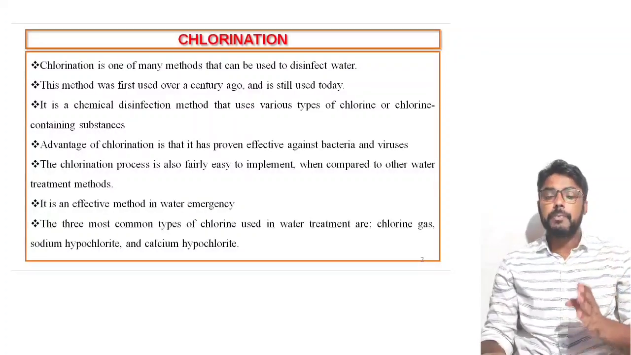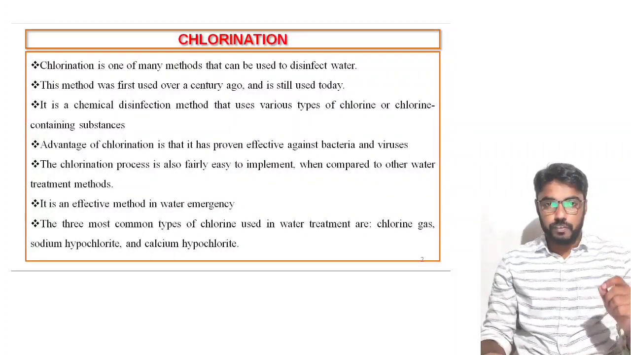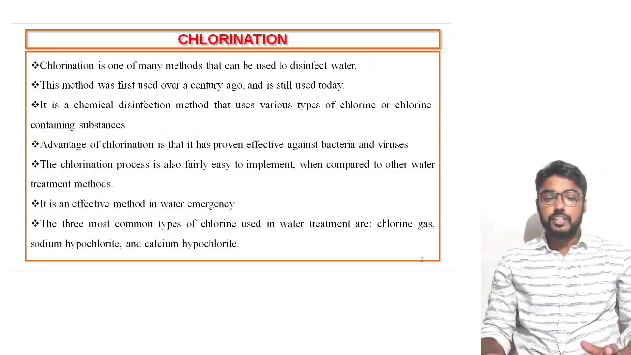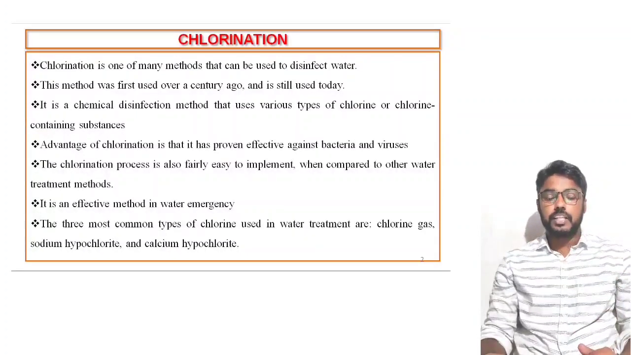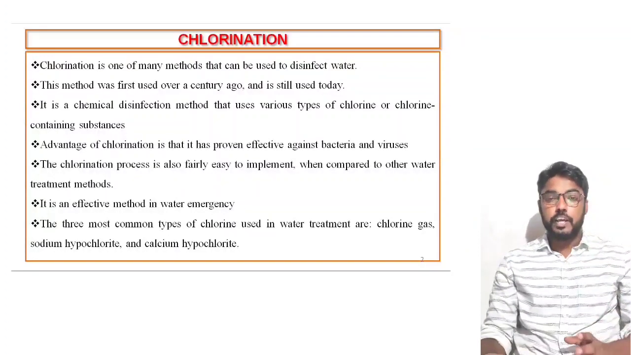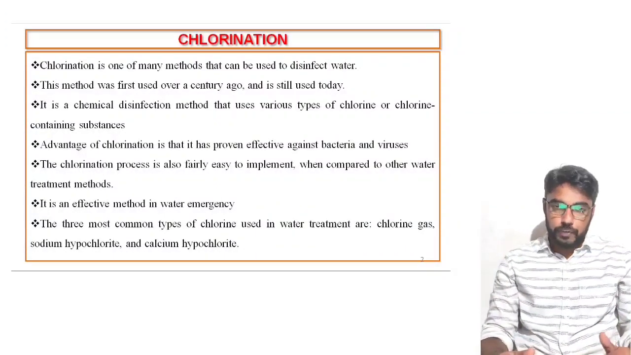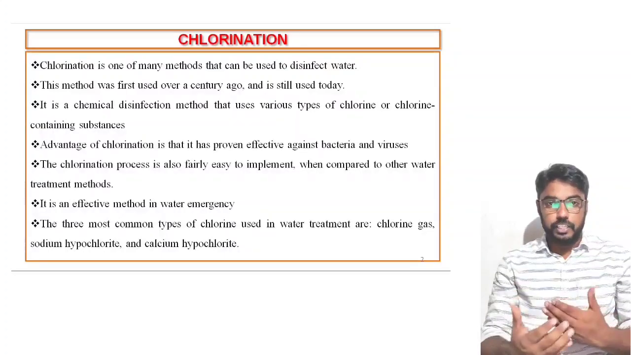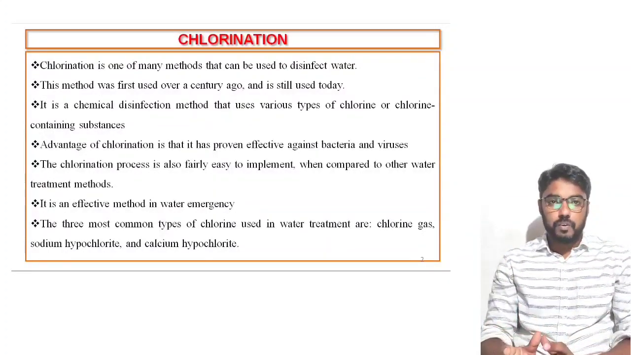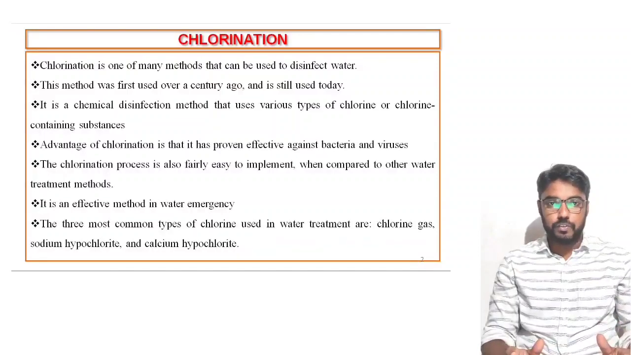Chlorine is one of the many methods that can be used for the treatment of water. The chlorination method was used a century ago, but we are still using it. It is a chemical disinfection method that uses various types of chlorine and chlorine substances. The advantage is that it has proven effective against bacteria and viruses, it is easy to implement compared to other water purification mechanisms, and it is highly effective in the case of a water emergency.